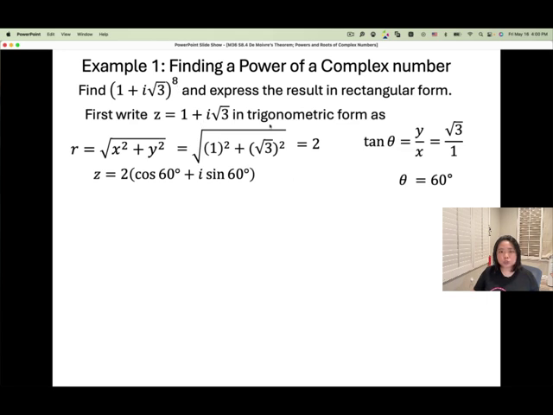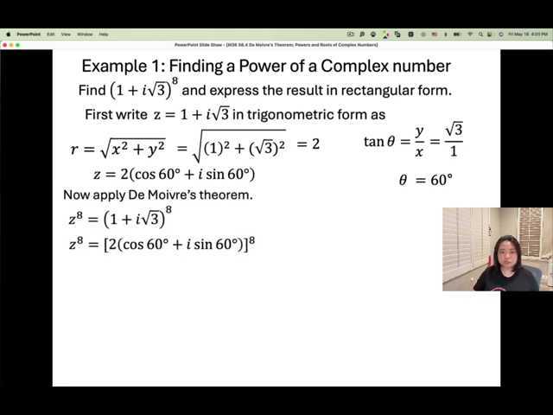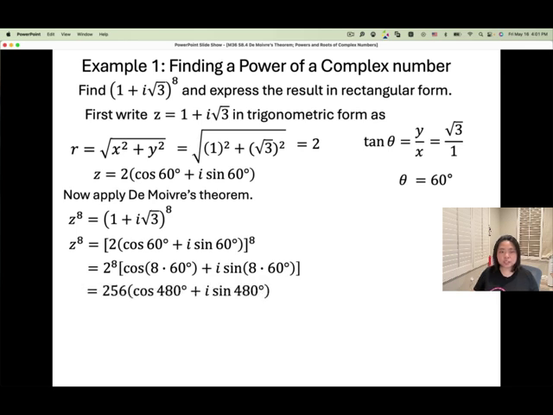After changing to trigonometric form, we can apply De Moivre's theorem. We distribute the 8, so 2 to the power of 8, and multiply the angle by 8: cosine 8 times 60 plus i sine 8 times 60. 2 to the power of 8 is 256, and 8 times 60 is 480 degrees.